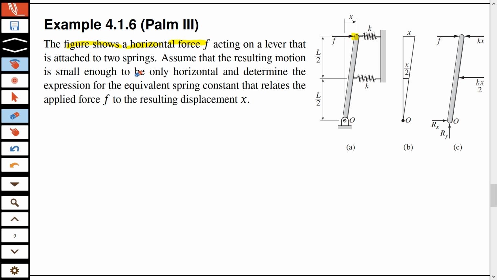Assume that the resulting motion is small enough to be only horizontal. इसका मतलब ये है कि यहाँ पे चूंकि मोमेंट्स यहाँ इन्वॉल्व हैं about point O, so you can have this motion, but the assumption is that the motion is so small that you can approximate this motion to be horizontal only. ये सिर्फ ऐसे ही मूव करेगा, ठीक है ना, ये वाला मोशन नहीं होगा. Determine the expression for the equivalent spring constant that relates the applied force and the resulting displacement x.